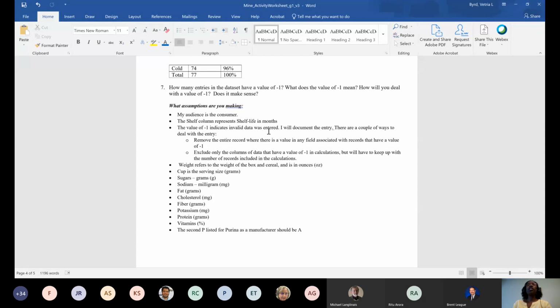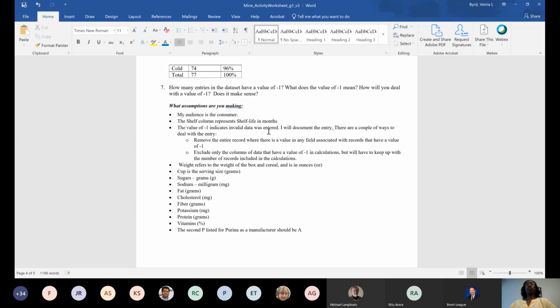The value of -1, for me, in this case, I'm saying that it indicates invalid data was entered. I also make a note to say I will document the entry. Even though I'm saying it indicates invalid data, I still need to indicate what I am going to do with it. How am I going to treat it? There are a couple of ways to deal with it. These are a couple of ways that I identified.